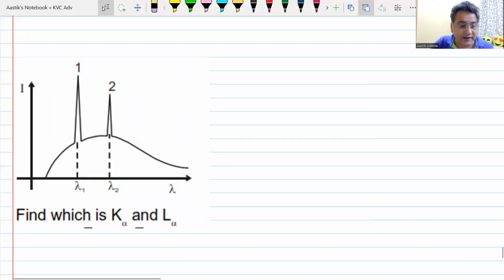Then the next one. Which one is K alpha and which one is L alpha? 1 is K alpha and 2 is L alpha. Anyone understands this? Yes or no? Yes. Shall I move ahead? Yes.